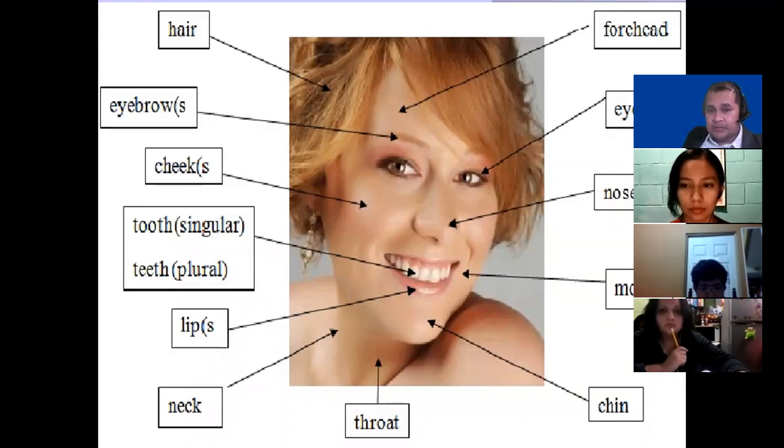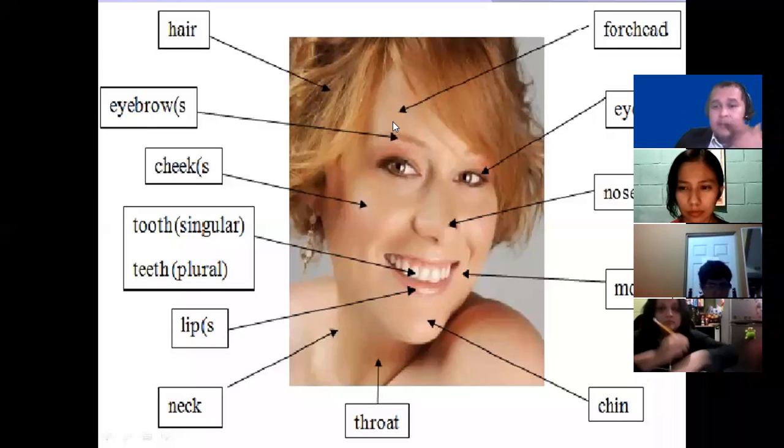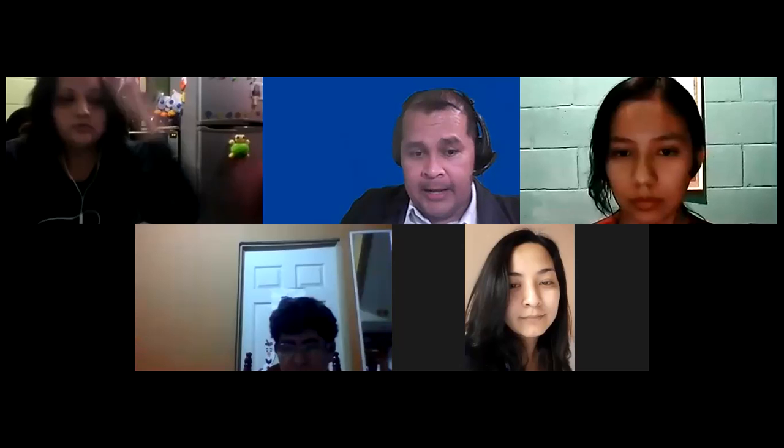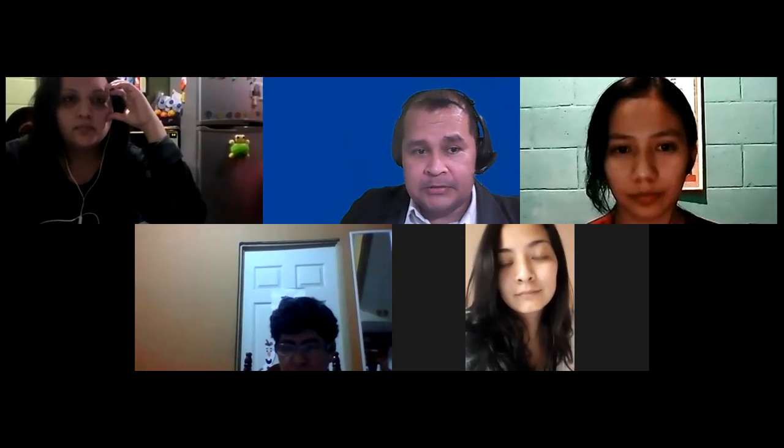Okay, so as you can see, these are the parts of the body from the neck upward, the cuello hacia arriba. So these are essential parts of the body. Now let's make some practice. I touch a part of the body with my finger, and then you have to tell me what part of the body that is. Okay, so let's stop sharing the screen and let's listen to your partners.